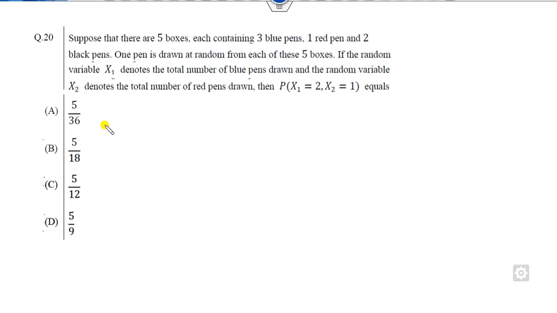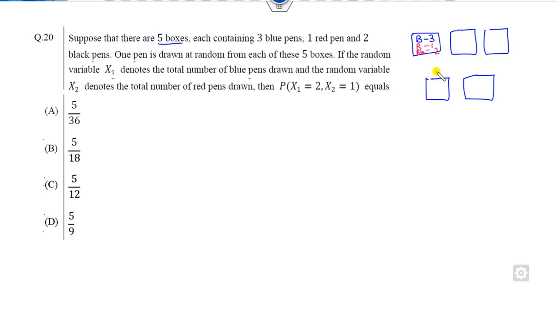Look at the last question there. So what is given to you? Suppose there are 5 boxes. This is the first box, second, third, fourth and fifth. Each containing blue balls, 3, red ball, 1 and black balls, 2.